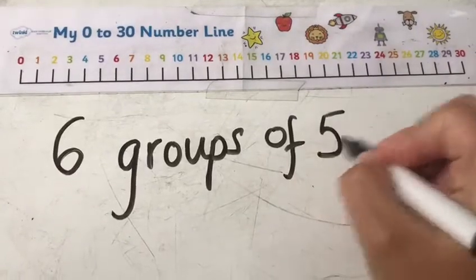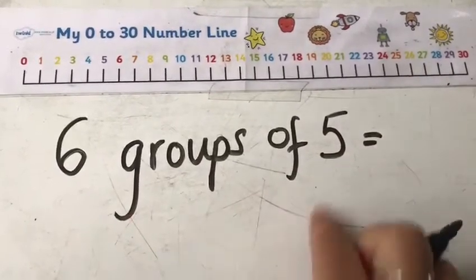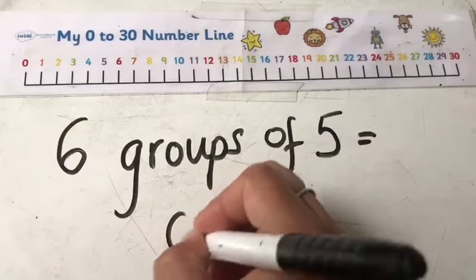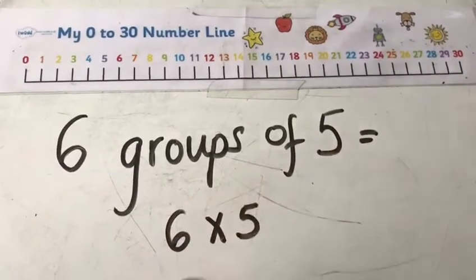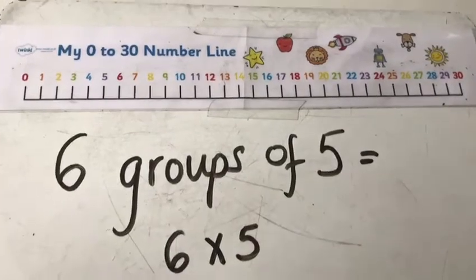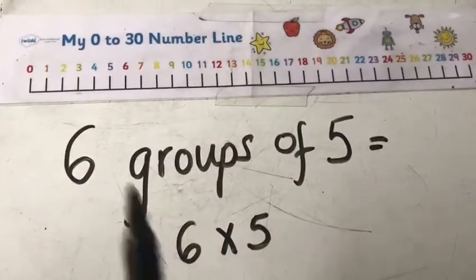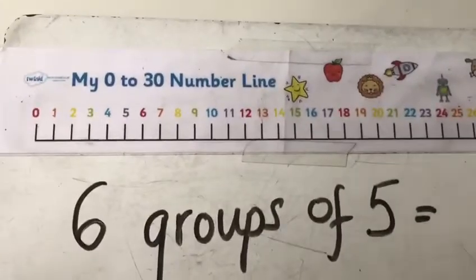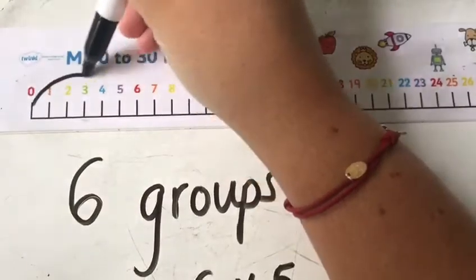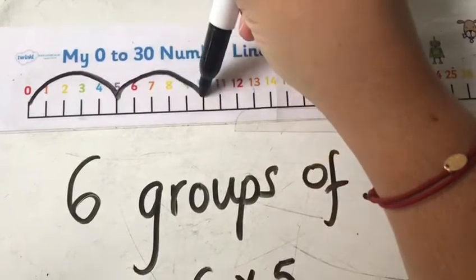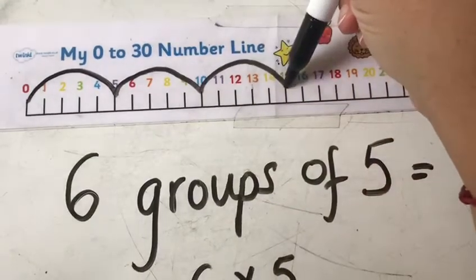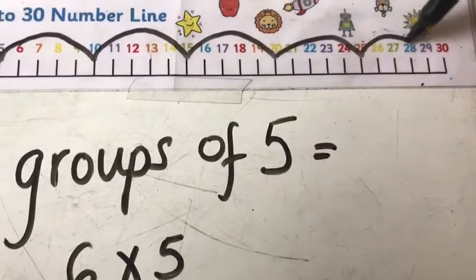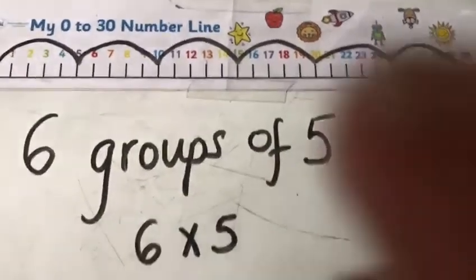So this time I want to know what 6 groups of 5 is, or in other words, 6 times 5. Sometimes we write it like this, but I don't want you to worry too much about that today. So we are going to do 6 jumps, and the jumps are going to be in 5s. So count with me. 5, 10, 15, 20, 25, 30, right to the end of my number line.